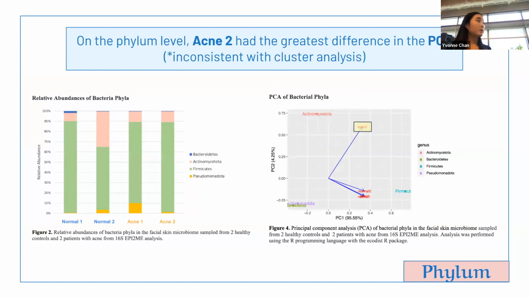On the principal component analysis, we can see that acne 2 had the greatest difference. What the PCA, or the principal component analysis, does is show why something has such great variance. So we can see here that acne 2 had the greatest difference because it diverges the most from all the other samples. And one thing to note is that the cluster analysis and the principal component analysis are quite inconsistent at the phylum level, which is why I decided to also look at the genus level.